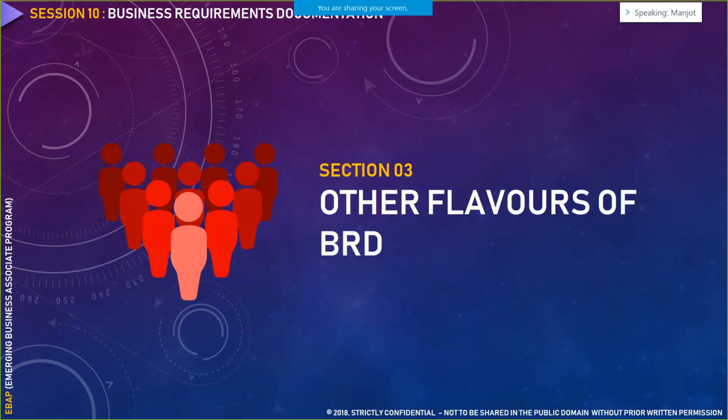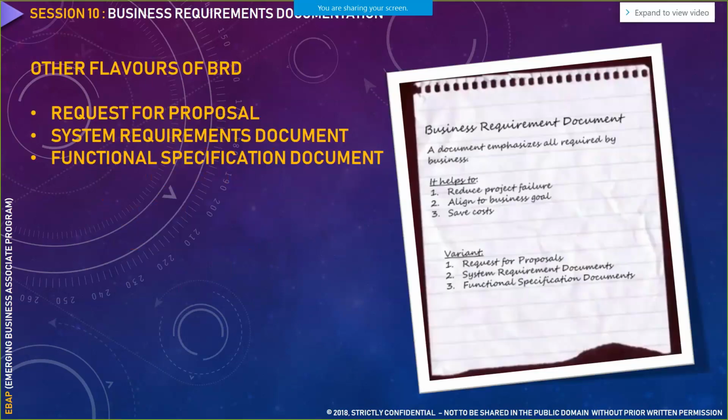Yes. So the other variants of BRD are the request for proposal, the system requirement document, and the functional specification document. The request for proposal comes first in sequence, then comes the business requirement document, and then comes this subset document, the system requirement document or functional requirement document. So the hierarchy is: number 1 RFP, number 2 BRD, number 3 SRD or FSD.